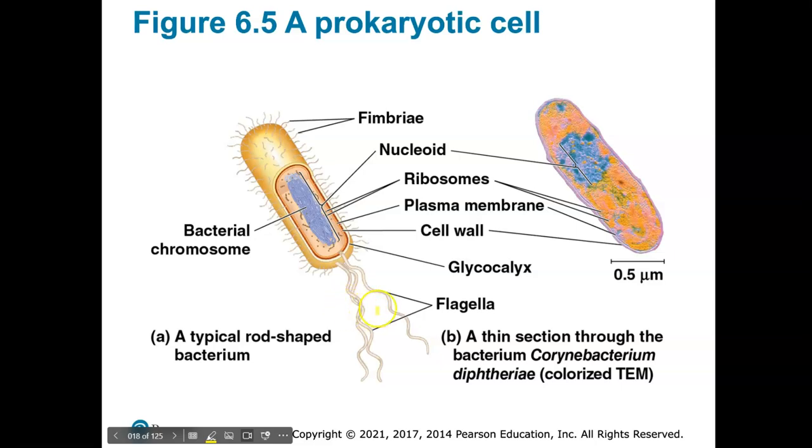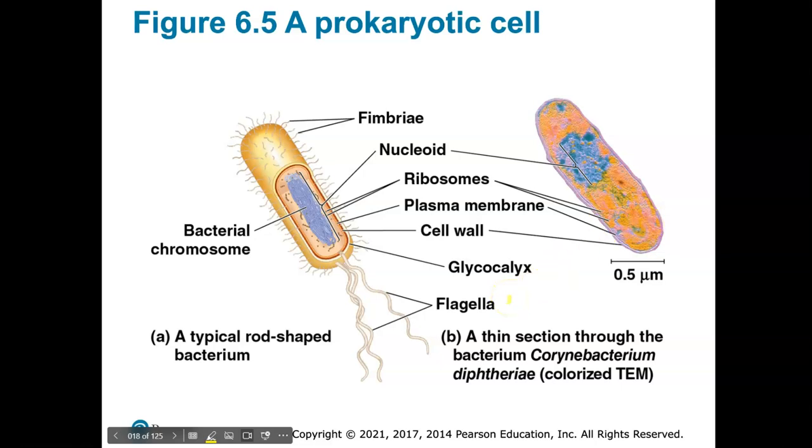This says this type of bacteria is called Corynebacterium diphtheriae. And so I'm assuming it causes diphtheria, which is a disease that we get vaccinated for. And you can see the transmission electron micrograph image. This was taken with a transmission electron microscope. You could never see this much detail in a light microscope of a bacterial cell.